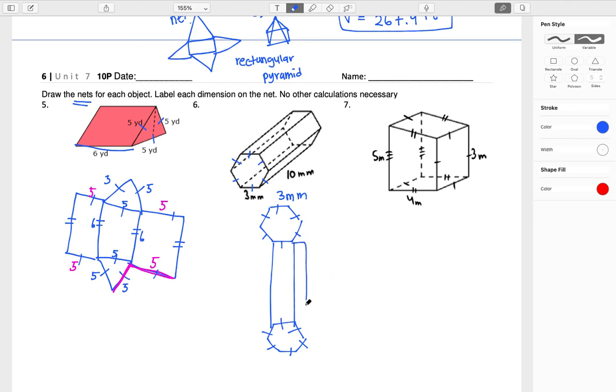So 1, 2, 3, 4, 5, and 6. Okay, and the side length is 10. So this is 10 millimeter, and they're all the same. And this length must be 3 millimeter as well. So I'm going to put a tick mark on all this, saying that one tick mark is 3 millimeter, and the double tick mark is going to be 10 millimeter. Okay.